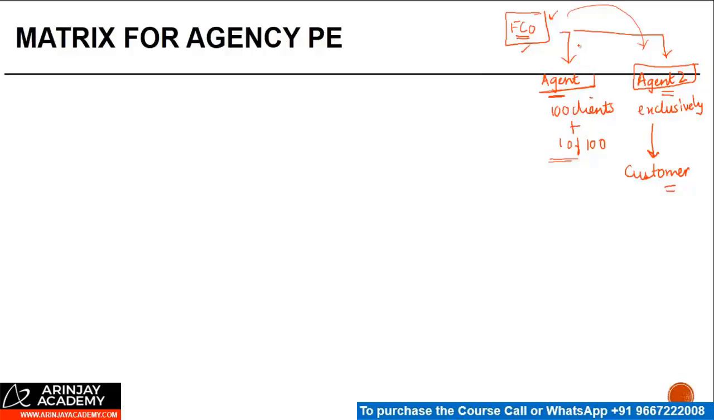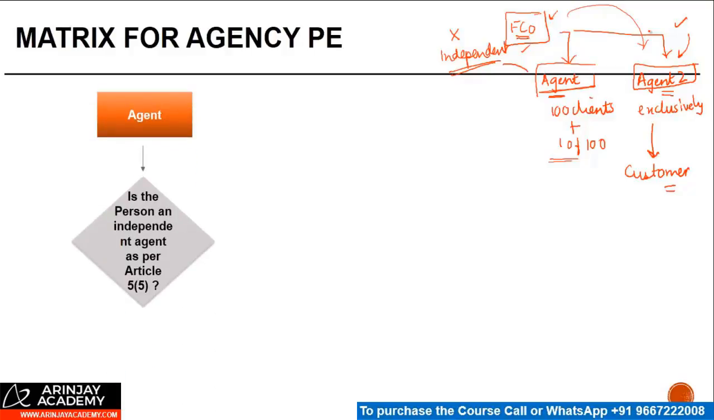In this light, chances are that this agent is likely to be an independent agent, whereas agent 2 might be a dependent agent. Under international laws, an independent agent does not constitute a PE, whereas a dependent agent constitutes a PE of the foreign company. In this light, let's see this.